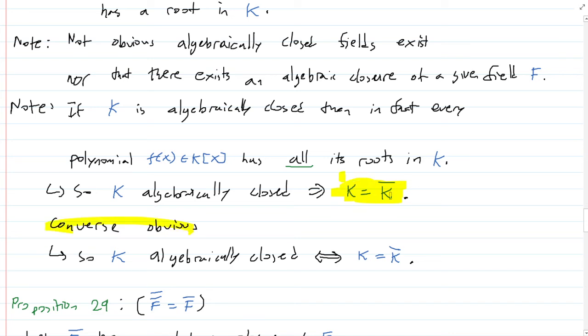If you have K equals K bar, then that means it's algebraically closed, because K equals K bar means any polynomial with coefficients in K has all of its roots in K, and that means it has some root in K. So that's how the backwards implication is obvious. If it has all of its roots, then it actually has some root. So K is algebraically closed if and only if K equals K bar.